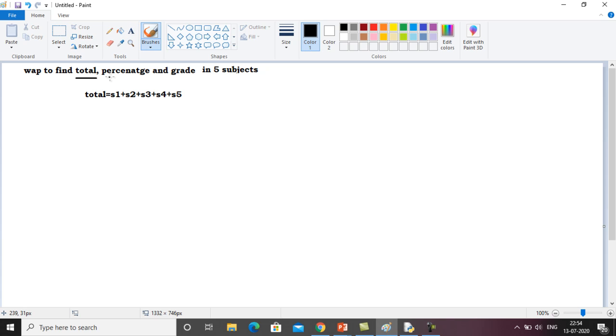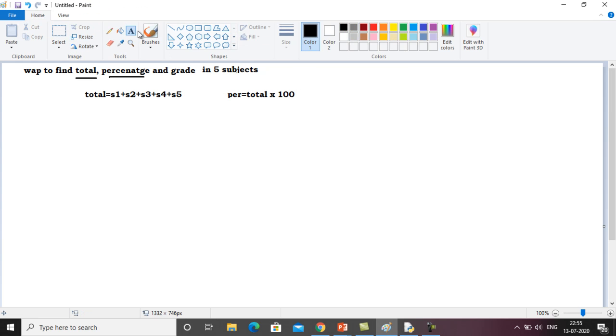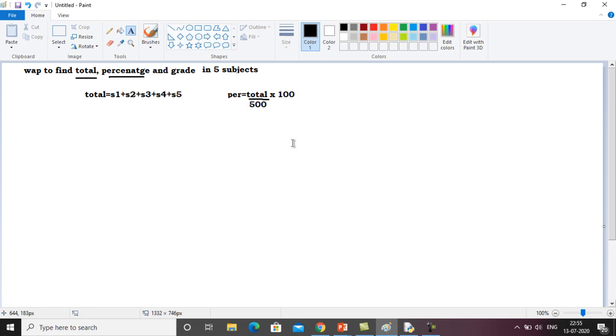So let's see what will be the expression for finding the percentage. The percentage is basically total, and if each subject is of 500 marks, then we will multiply total by 100, and then we divide this term, that is total, by 500. So this will be the formula for finding the percentage.